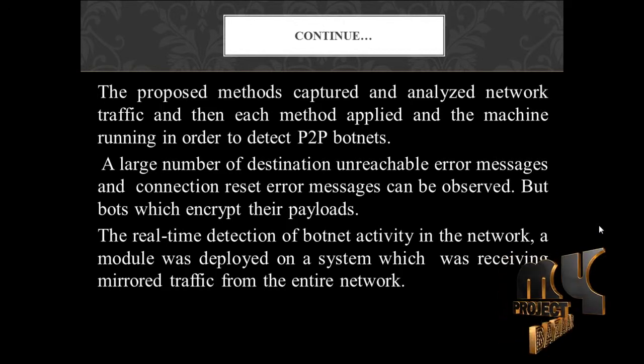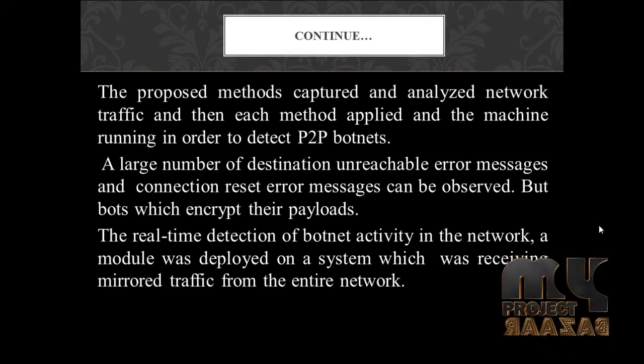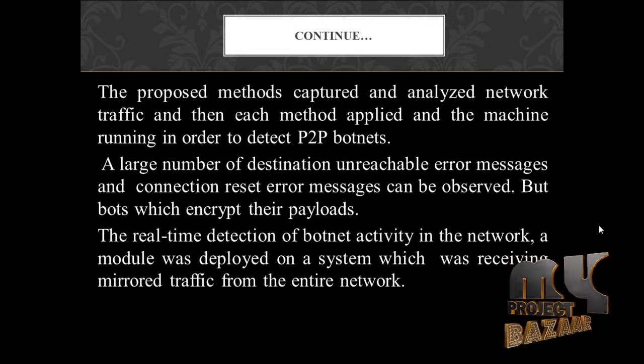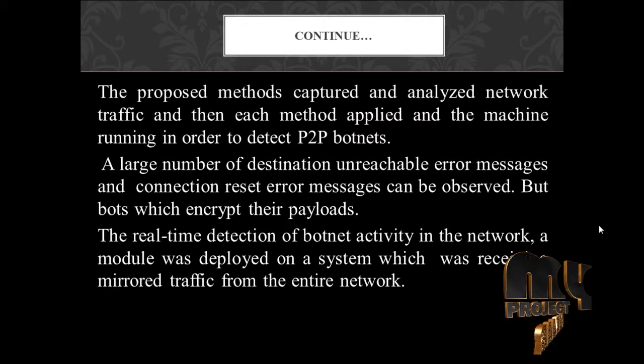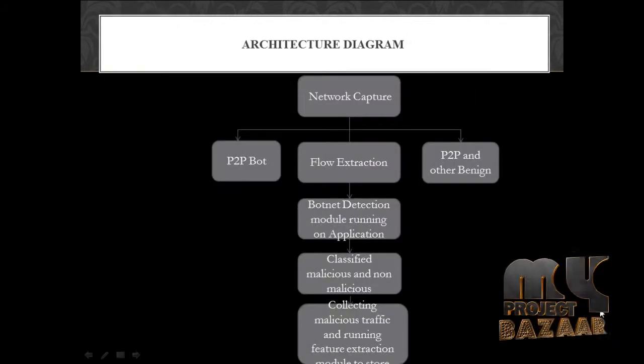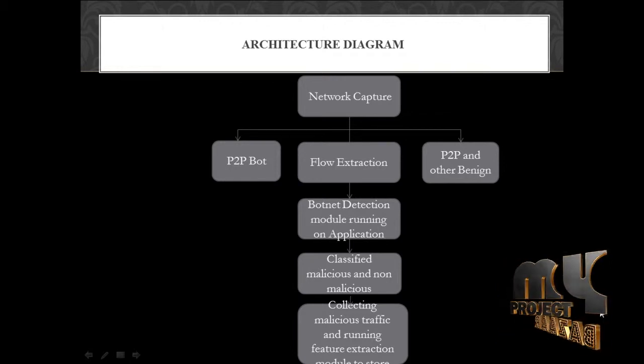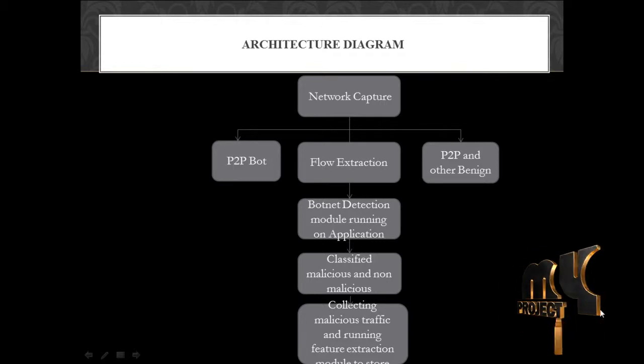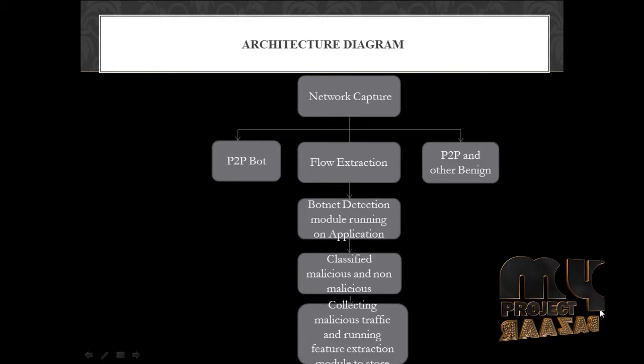For real-time detection of botnet activity in the network, a model was deployed on a system which was receiving mirrored traffic from the entire network. Architecture diagram. First, the user creates the number of nodes, then network capture, then P2P bot flow extraction, P2P and other binning.